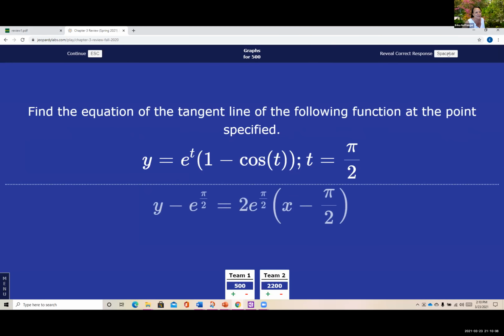Okay, so let me just put this up. So y minus e to the pi halves equals 2e to the pi halves times x minus pi halves. And we kind of got it in a little different form because we distributed this 2e to the pi halves to each piece. Let's see, is that the same thing we get? Let me just go through it real quick.